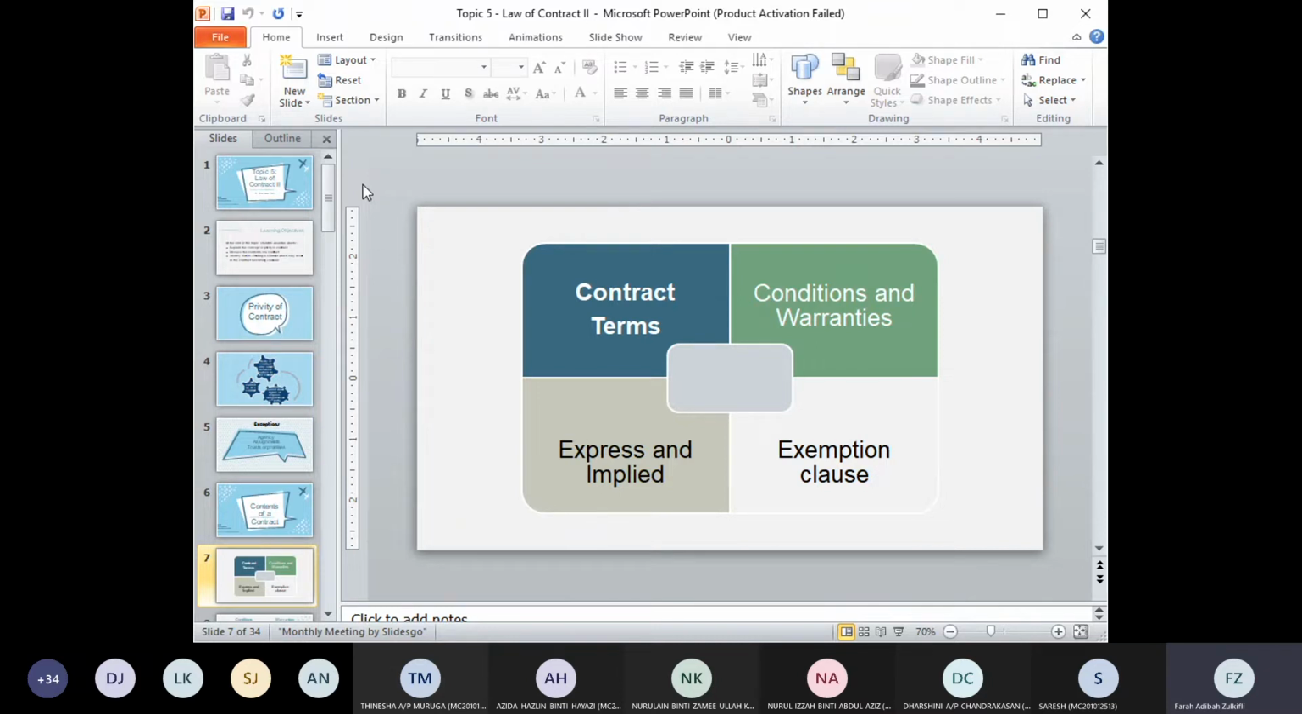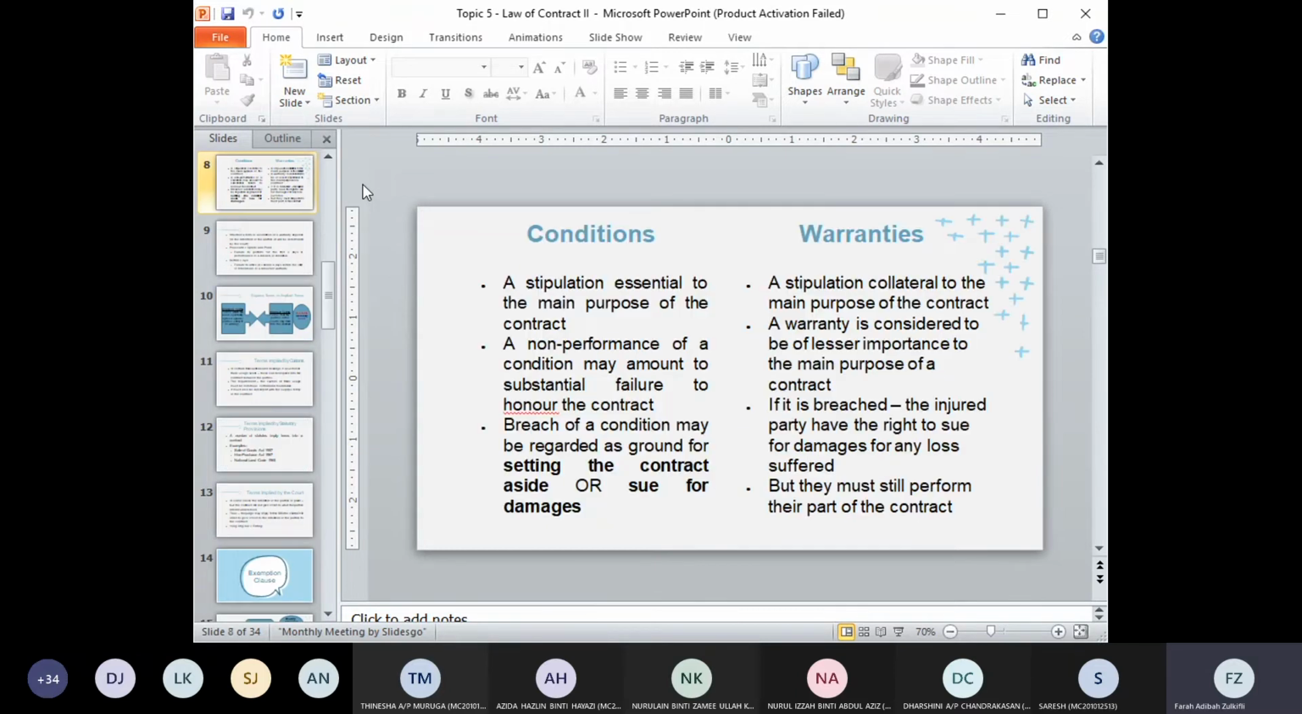And there are also some clauses in the contract which we call an exemption clause. So we will see what are conditions, what are warranties, what are express terms, what are implied terms, and what are exemption clauses, and what are the effects of these terms in the contract. Okay, so first we look at the conditions and warranties. So what is the difference between a condition and a warranty?